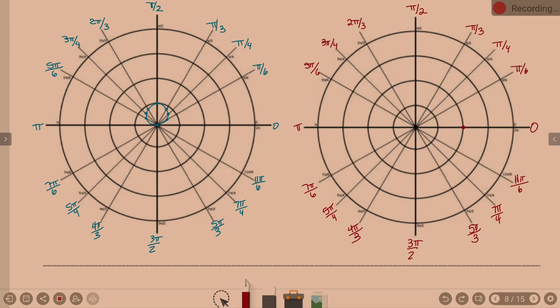Pi over 6, square root of 3. So we are going out 1.7. Ballpark it. Pi over 4 is 1.4. Pi over 3, 1. Pi over 2, 0. 2 pi over 3 is negative 1. Okay, are you with me? Here's 2 pi over 3 in quadrant 2. Negative 1 does what?